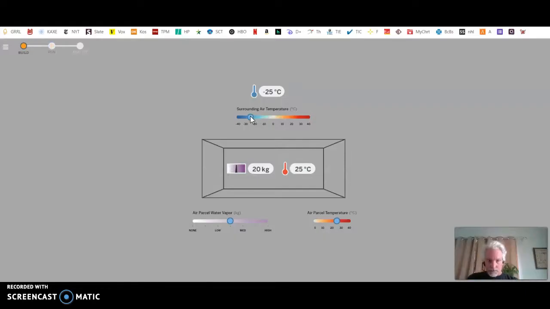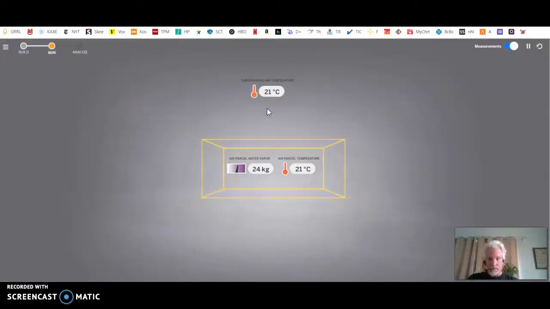So the air parcel is supposed to be 37, and you're going to set the surrounding air at 20. So think about this. If this is a body of air and it's surrounded by air that's cooler than it, what's going to happen to that energy? Well, let's see. Let's hit run and watch what happens. So I'm going to rewind that and take a look at it.